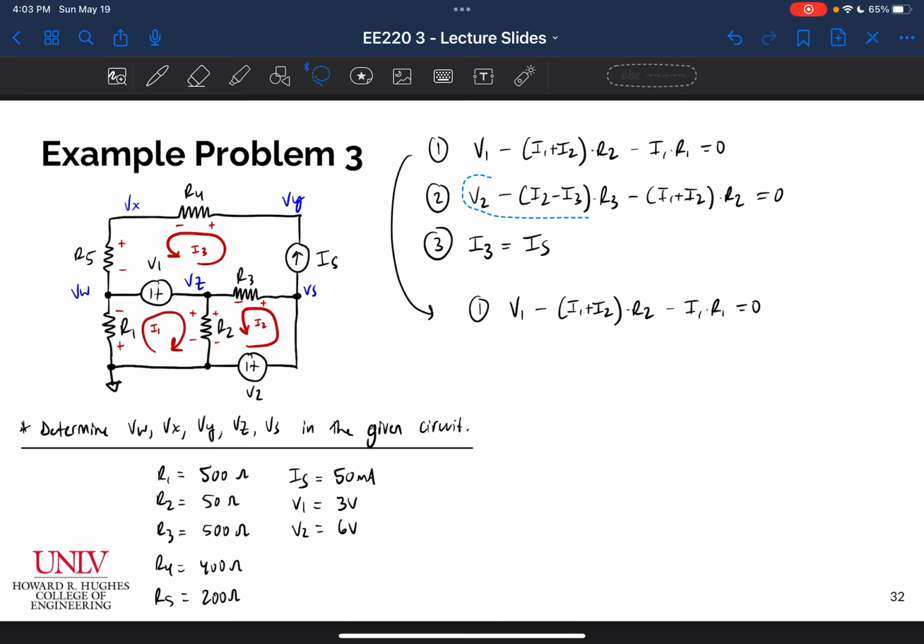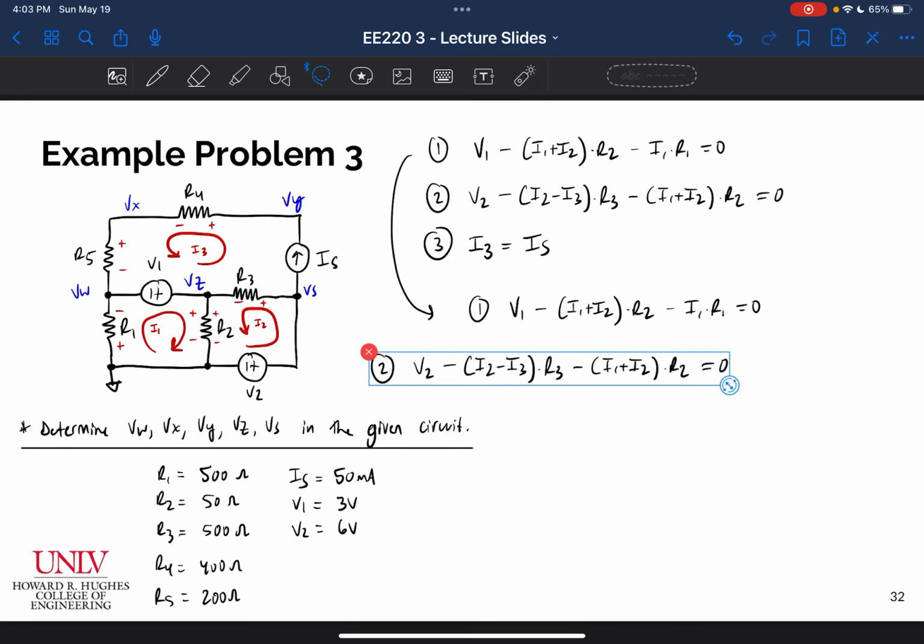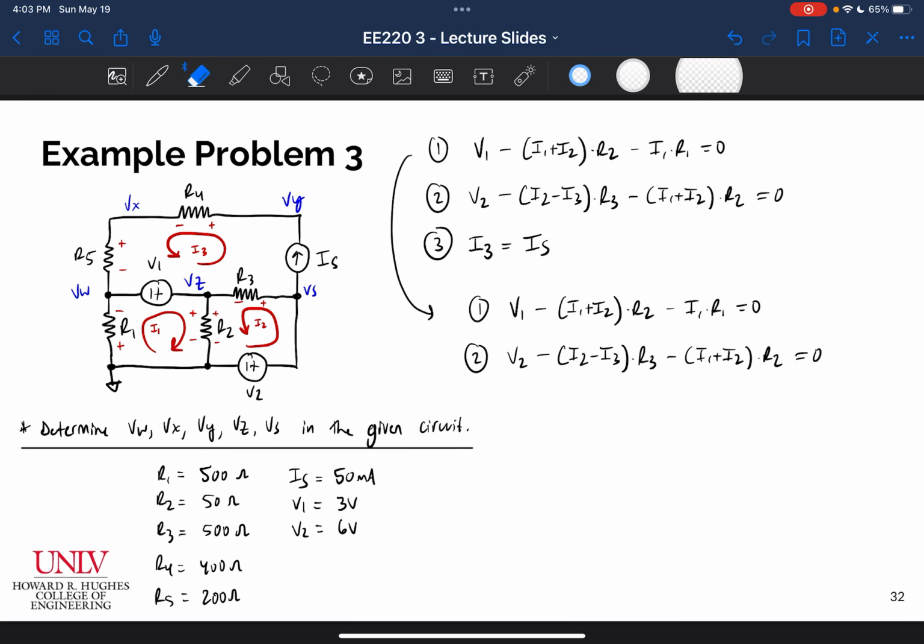And then for this equation, I guess I could just grab the 2 as well. I have to plug in, instead of I3, I'm going to plug in IS. So let's go ahead and do that. IS. And now all of my variables here are known values except for I1 and I2. I have two equations, two unknowns, and I can go ahead and carry out the algebra, solve for my I1 and I2. And once I get those currents, I can very easily find the voltages in my circuit.